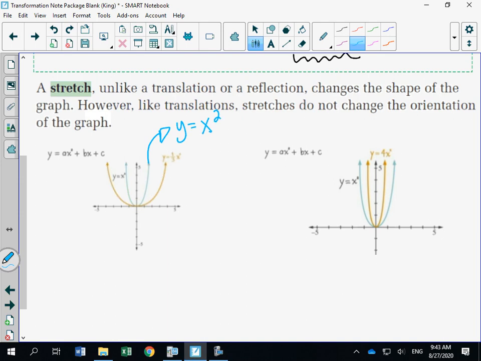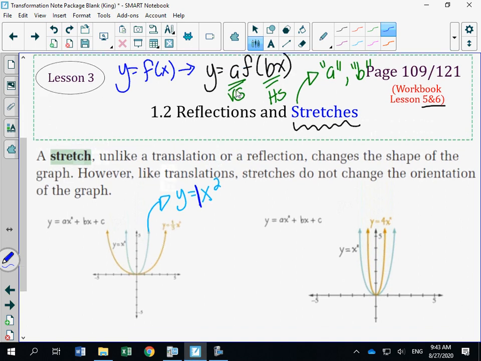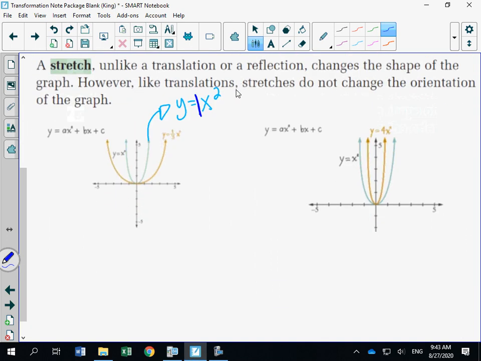Then what we did in 20-1 is I said, okay, well, what would happen? There's an invisible 1 here. So the a value is 1, right? It's in front of my function. Then I said, okay, well, what would happen to your graph if you took out that a value and we put in a fraction? So let's say 1/3 x squared.